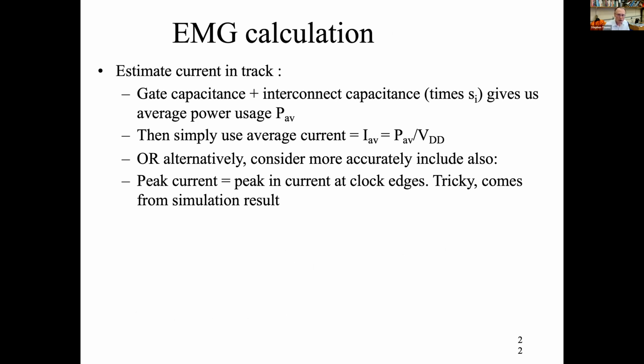Okay, so how do we do some calculations around this? So we need to estimate the current in the track. So we have a total capacitance and an average power, which we looked at before. And then we can say, well, there's an average current, which is just simply going to be power divided by the voltage.